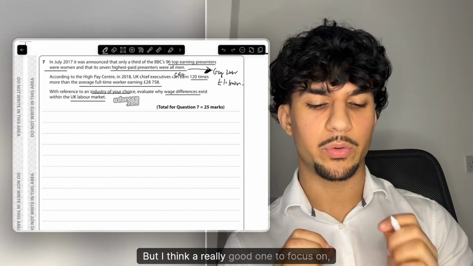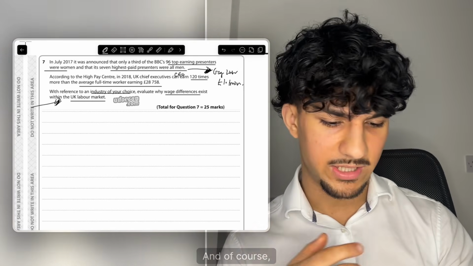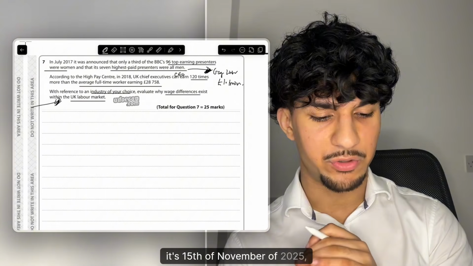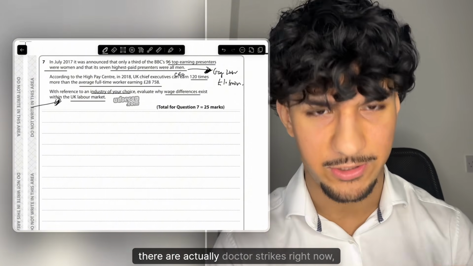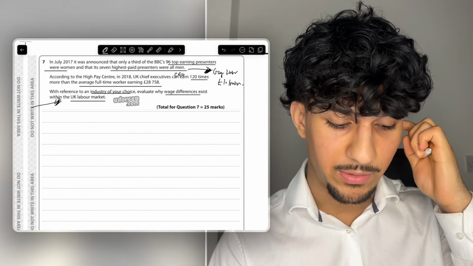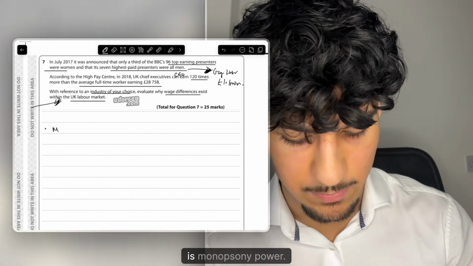But I think a really good one to focus on, especially since we're referring to UK labour markets. And of course, currently, as I am doing this paper, it's 15th of November of 2025, and there are actually doctor strikes right now, so it's very relevant. But my first point, if we're referring to doctors, would of course be monopsony power.